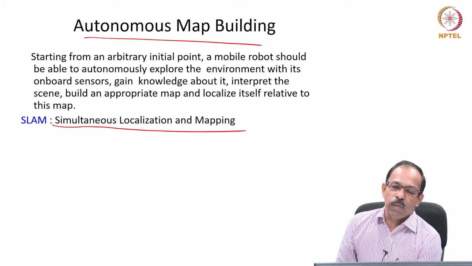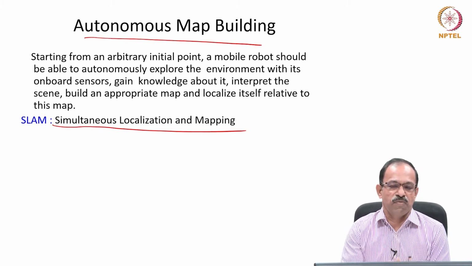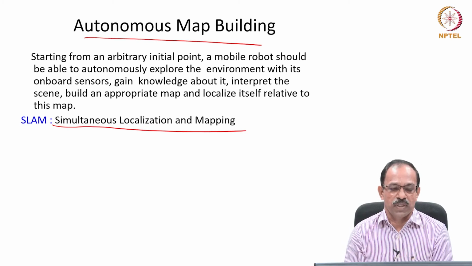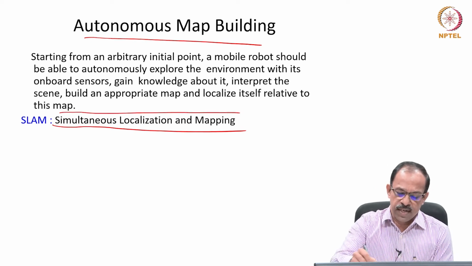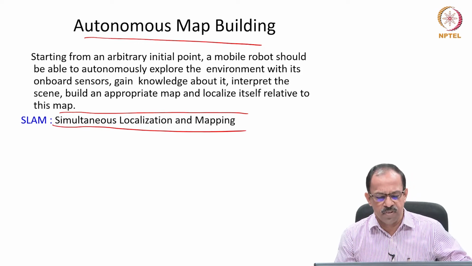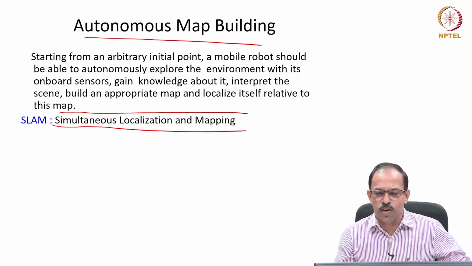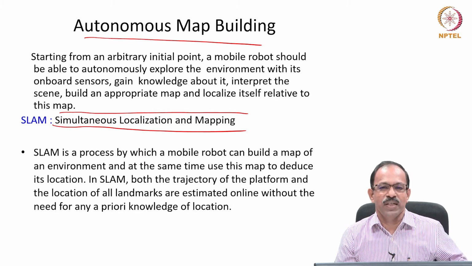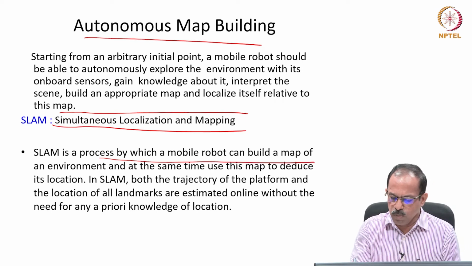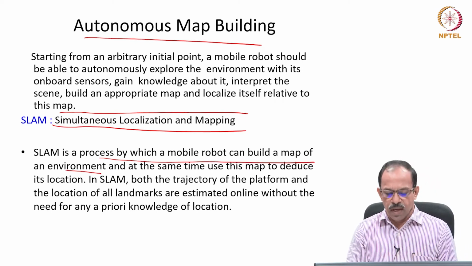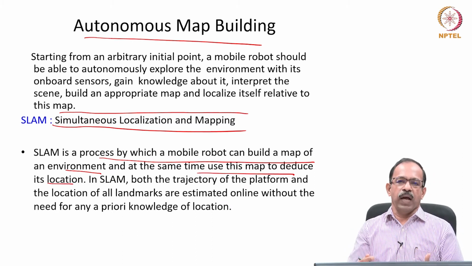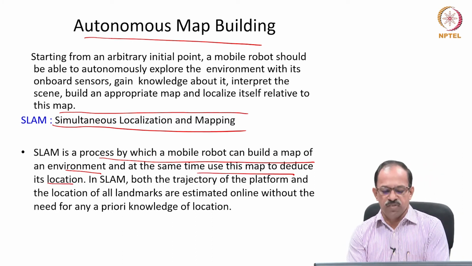Once the map is known, it can do the localization using the Kalman filter or other methods. But when the map is not there, it won't be able to use those methods. So, we need to go for a simultaneous localization and mapping method, which is known as SLAM, again a very well-known and popular terminology in the robotics field. It is a process by which a mobile robot can build a map of an environment and at the same time use this map to deduce its location. So, it has to build the map and then use the map to deduce its location.